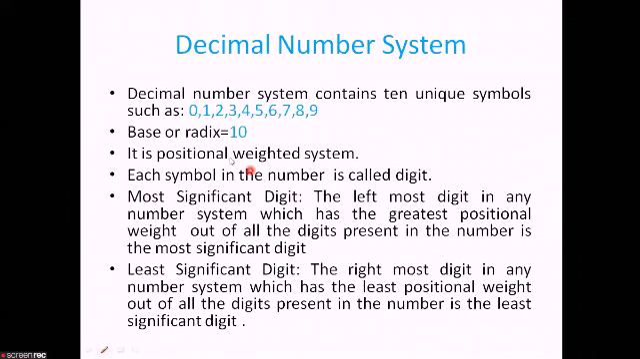Now the next point is, it is a positional weighted system. What is the meaning of a positional weighted system? It means that the value attached to a symbol depends on its location with respect to the decimal point. That is the meaning of a positional weighted system. In this system, each symbol in the number is called a digit. Each of these individual numbers, suppose 2, 4, 5, is called a digit.